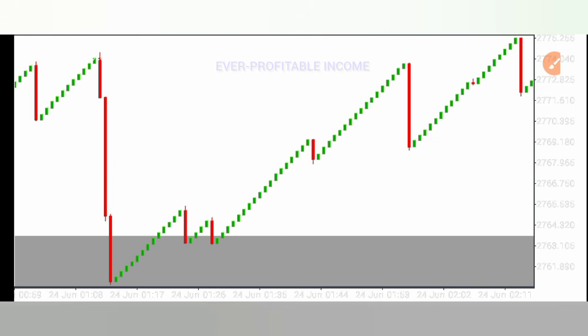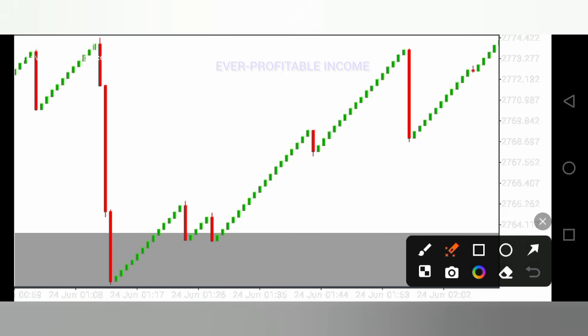I don't know if you understand. So it should not be bigger than 1 to 3 candles. Let me show you what I mean by that. It should not be bigger than 1 to 3 candles. It should be something that covers 1 to 3 candles.